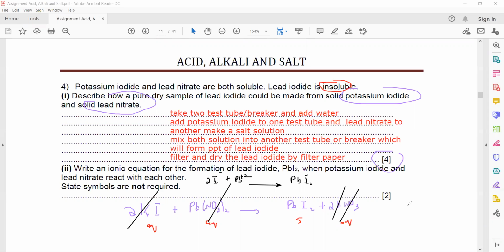Any doubt in this? Writing an ionic equation. This is a total of 6 marks. So the first 4 marks are for writing the experiment, how you prepare the insoluble salt, and then the 2 marks: 1 mark is for the equation, correct equation, the reactant and product, and the second mark is for the balanced equation, writing the charge with the balanced equation.